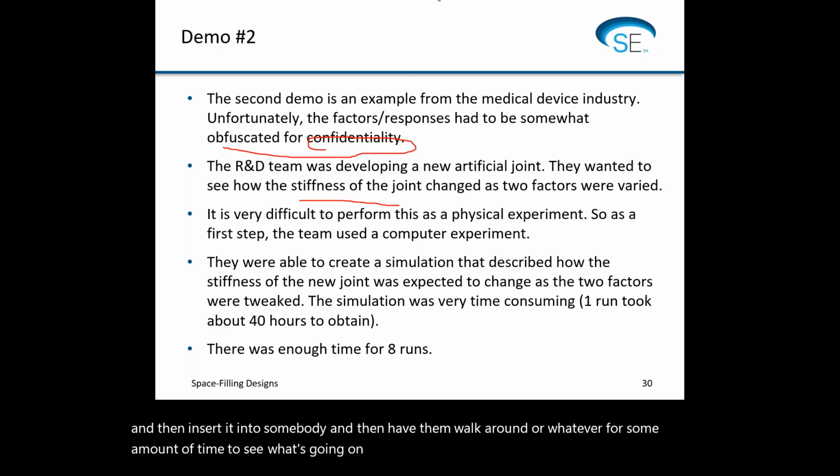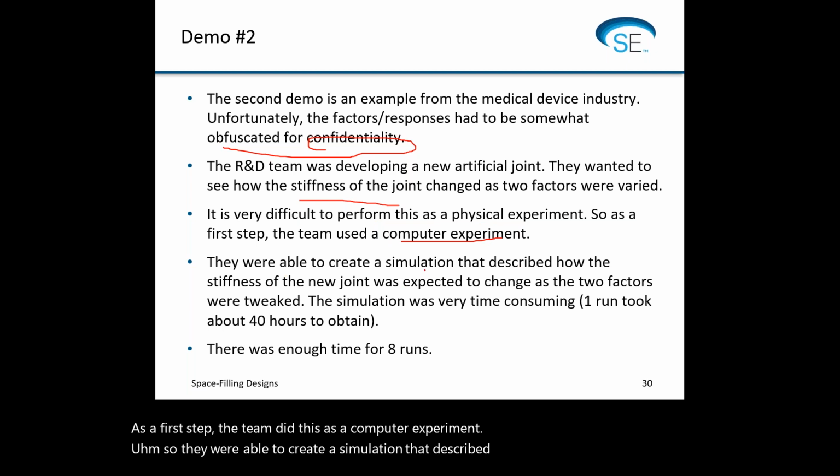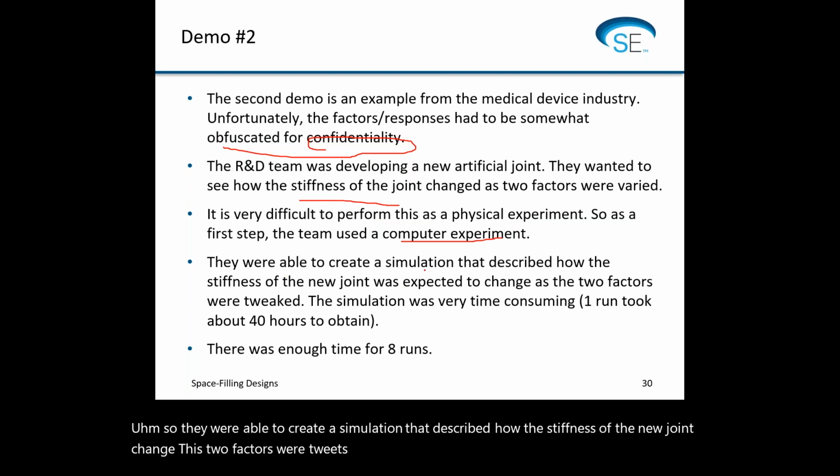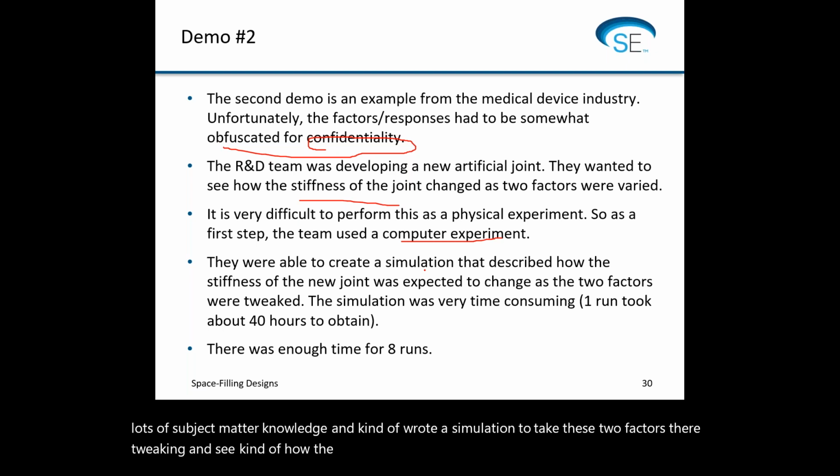So as a first step, the team did this as a computer experiment. They were able to create a simulation that described how the stiffness of the new joint changed as two factors were tweaked. They took lots of equations from physics and lots of subject matter knowledge and wrote a simulation to take these two factors and see how the system plays out.